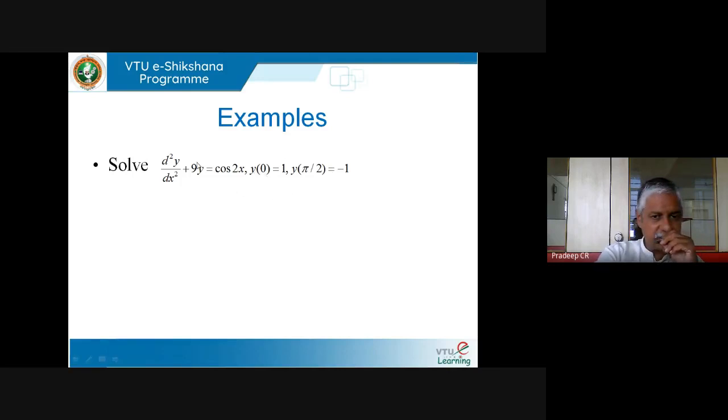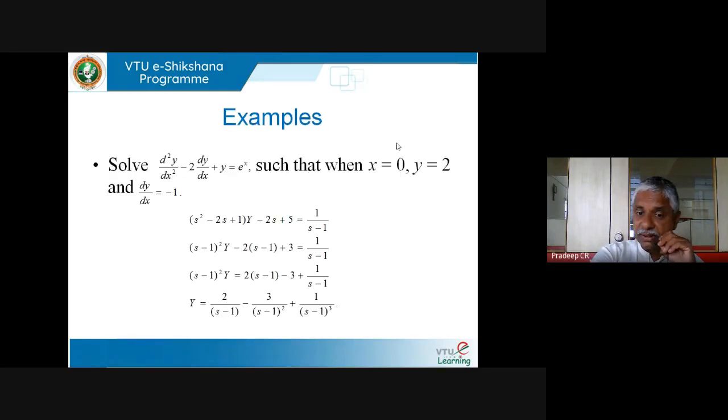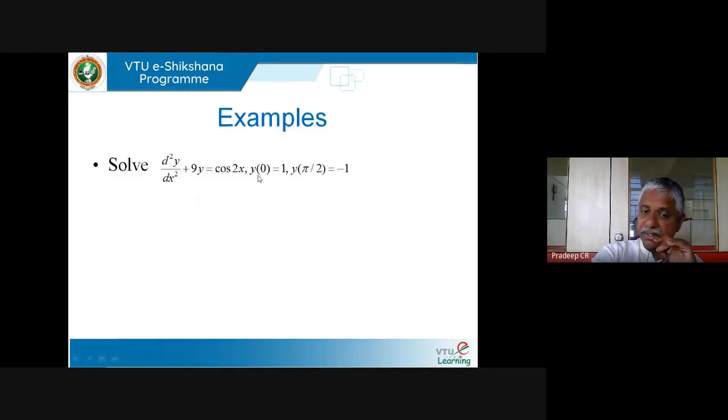And as usual, because the degree of the differential equation is 2, I need two conditions. So y of 0 is 1 and y of pi by 2 is minus 1. So here the problem is, you see, this is why I chose this. See, in this problem at x equal to 0, y and y dash are given. Two conditions, but y and y dash are given. In this problem, y at two different points are given. This is like a boundary value problem. This is not really an initial value problem. I want y at 0 and pi by 2. I know what they should be. I don't know what y dash is.